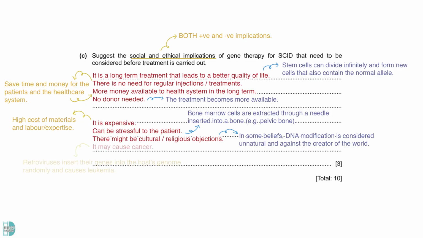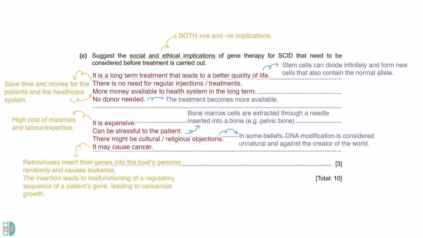Lastly, some viral vectors may cause cancer in the recipients. Some patients develop leukemia as retroviruses insert their genes into the host genome randomly. This results in the malfunctioning of a regulatory sequence of a patient's gene and leads to cancerous growth.